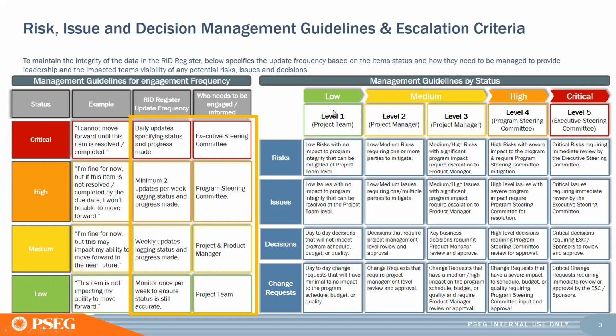At level 1, a project team would manage a low level risk. At level 1, the project team would manage a low level issue. And it gives you some descriptions of how you manage based on status, up to executive level consideration and review. And again, of course, if you have any questions about your engagement frequency or your management guidelines, you can absolutely reach out to the EPMO team to help you work through that.